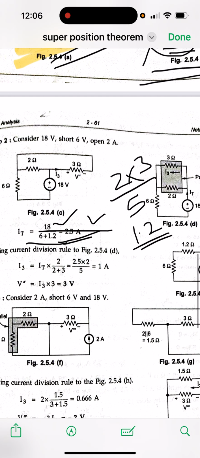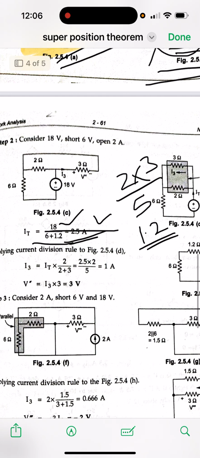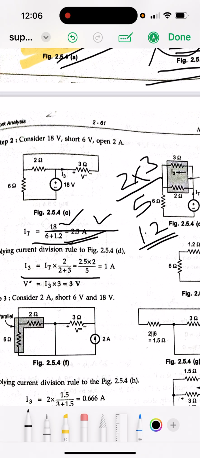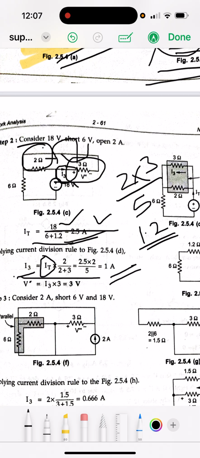Then to find I3, I3 is nothing but the current division rule. So total current I into 2 by 2 plus 3. Listen carefully: we should not multiply by 3. I3 is flowing through this 3 ohm, and that's the reason I'm multiplying with 2. It's a shortcut to find I3. I'll get this.